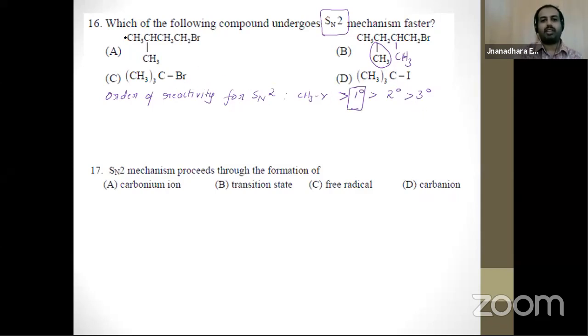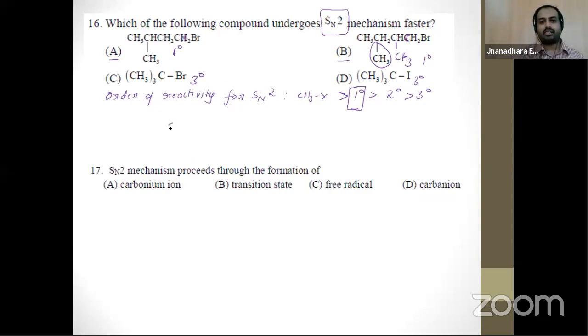Option A is primary. See, bromine is attached to a carbon with 2 hydrogens. Option B is also primary. Bromine is attached to a carbon with 2 hydrogens. So now we are in a dilemma, because 2 options are primary here. Option C is tertiary, so ruled out completely. Option D is also tertiary, ruled out completely. So our choice has to be between A or B. Now, how do we decide between A or B? Both are primary.